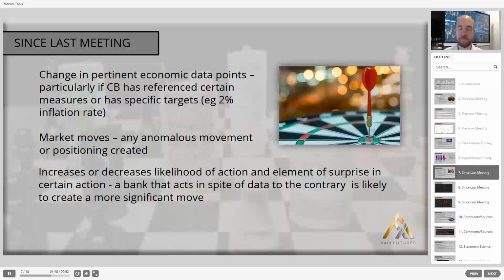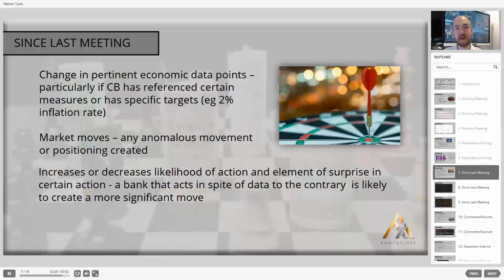For example, if a central bank has said, we will hike rates if we hit a 2% inflation target, and they're at 1.9%, and the central bank does nothing, or they're even at 2% and the central bank does nothing, this is going to be quite a big surprise, because the market is expecting, based on what the central bank has already said, that they should be changing rates at 2%. So it's the willingness of a central bank to act contrary to data that is going to create a larger move.